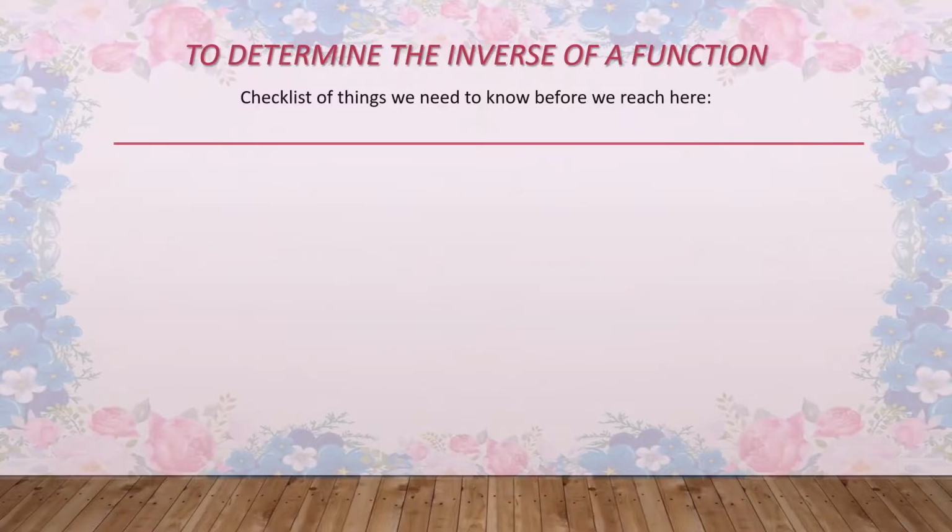To determine the inverse of a function, we need to know some things before we reach here. So we need to have a checklist of things first that we must have clear in our minds, that we need to understand first before we begin to understand the inverse of a function. Because without a clear understanding of this, we're going to have trouble later on. So what are some things that we need to know first?